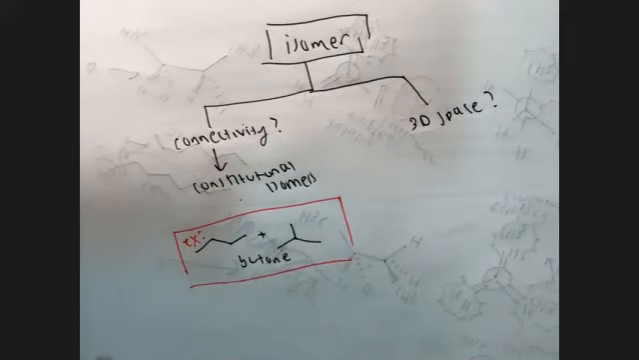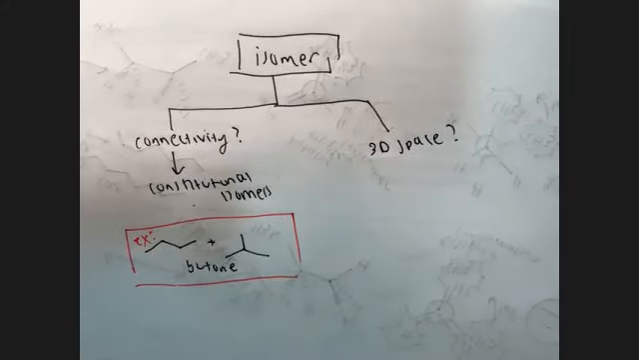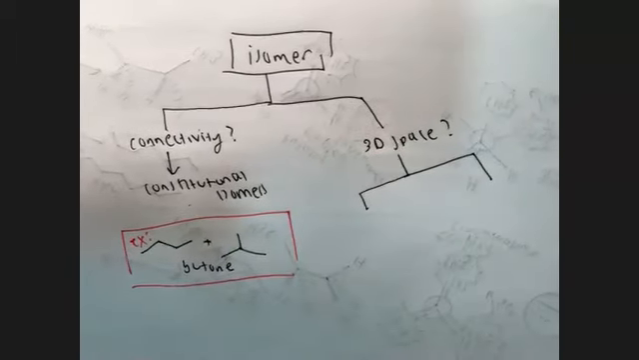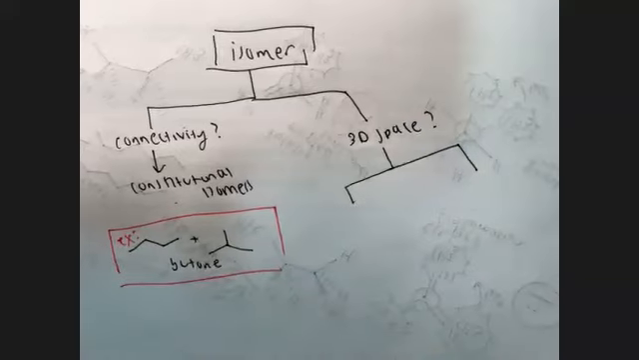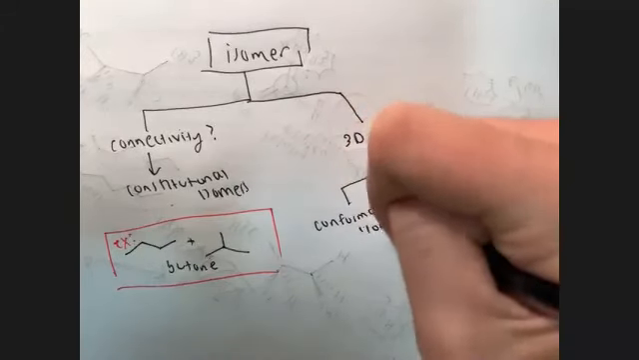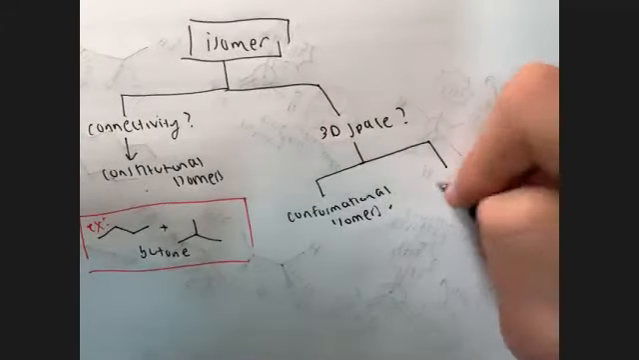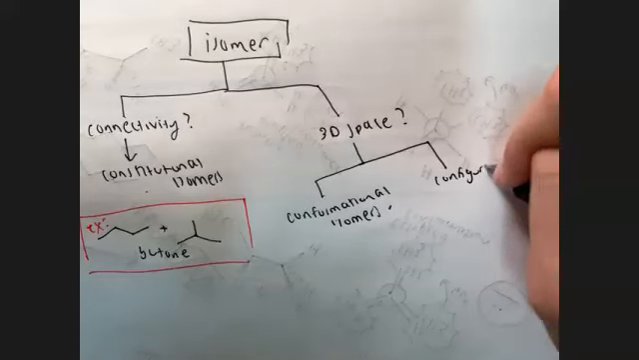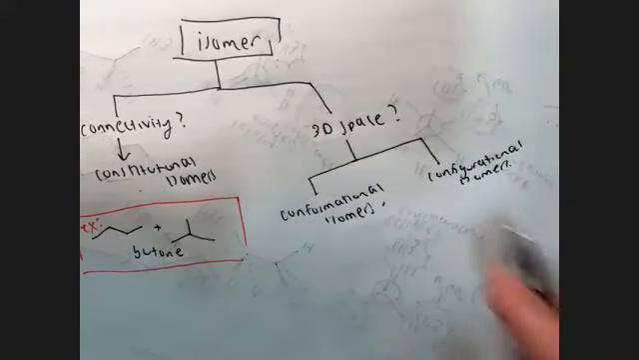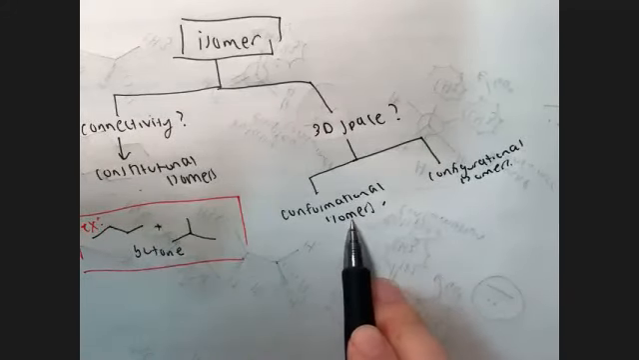Okay, so now 3D space, and there are 2 types of ways that we can differ in 3D space, and that's where we're going to have our first branching here. And today we're only going to talk about one of these branches. So we're going to talk about conformational isomers. And the other one is configurational, and we're going to deal with that next session, okay? So don't worry about this right branch yet. We're only staying on the conformational isomer branch.